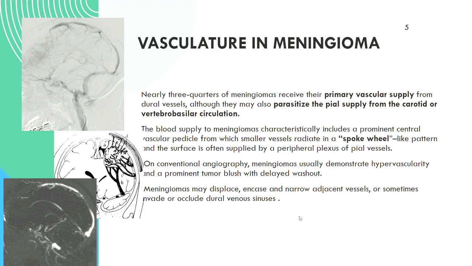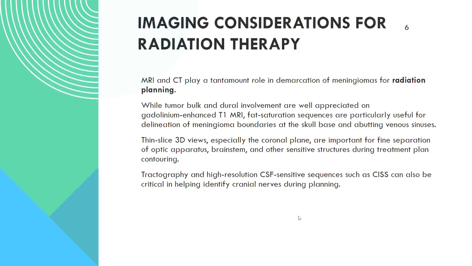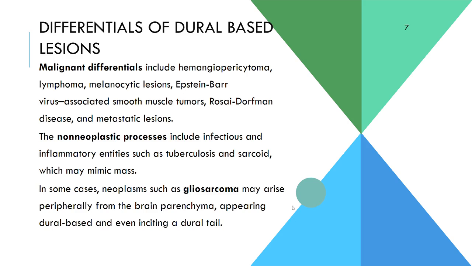The differentials for dural-based lesions include malignant differentials such as hemangiopericytoma, lymphoma, melanocytic lesions, EBV-associated smooth muscle tumors, Rosai-Dorfman disease, and metastatic lesions. The non-neoplastic processes include infectious and inflammatory entities such as TB and sarcoid, which may mimic a mass. In some cases, neoplasms such as gliosarcoma may arise peripherally from the brain parenchyma, appearing to be dural based and even inciting a dural tail.